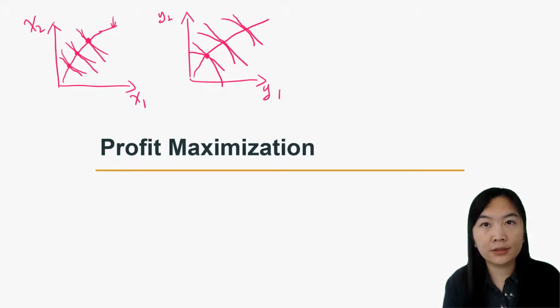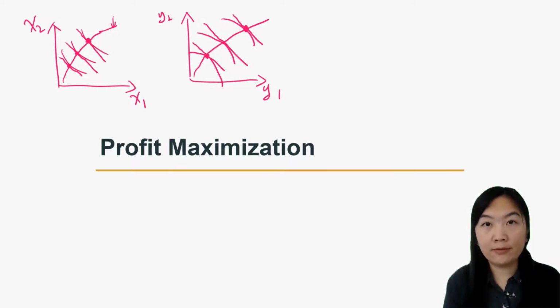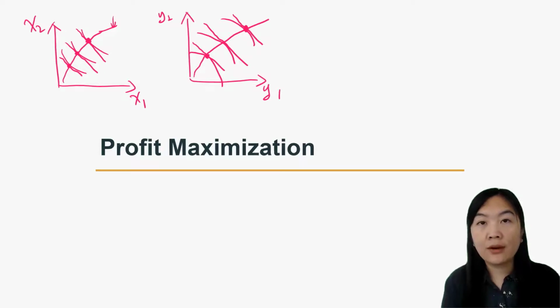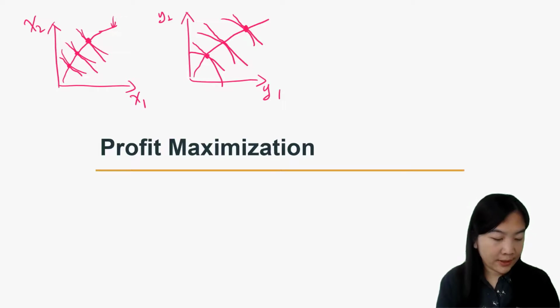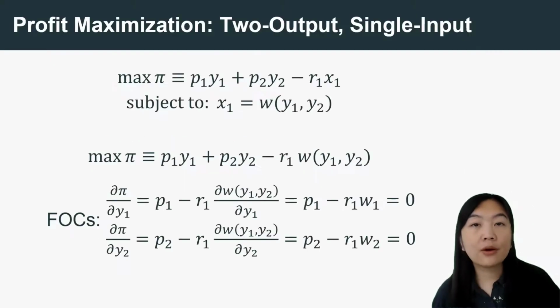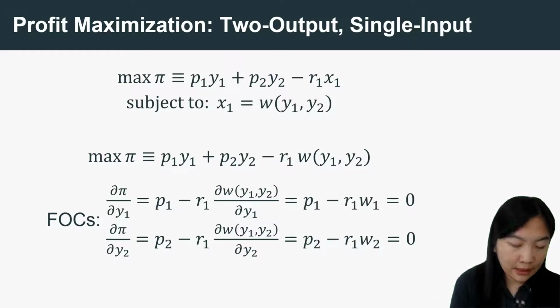And again, along that expansion path, there are infinitely many revenue maximization points. However, there's only one point among all of those points that is the profit maximization point. So we have to find out which of those revenue maximization points actually maximizes profit. So here I have the profit maximization problem written.